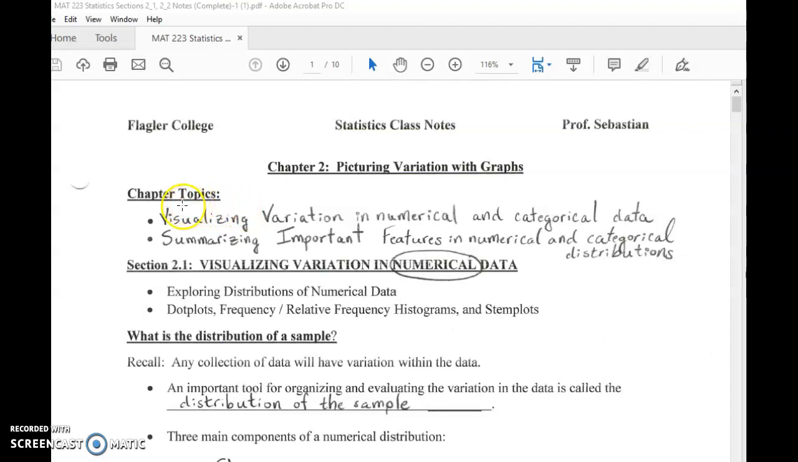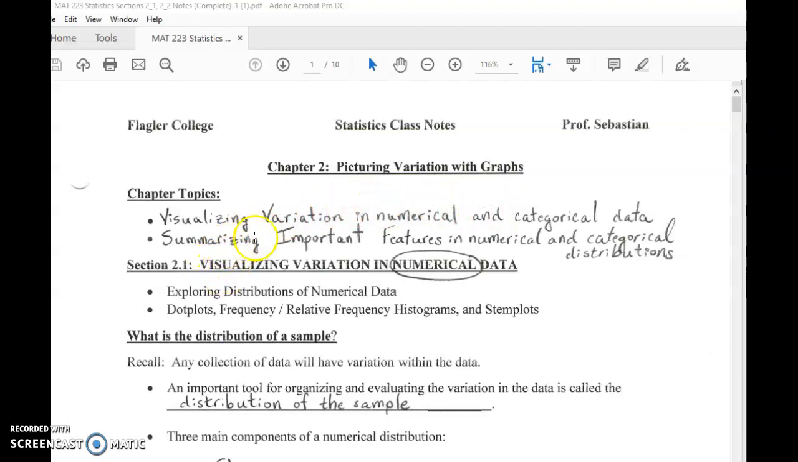The topics for the entire chapter include visualizing variation in numerical and categorical data. So remember, we have two types of data: numerical data where arithmetic makes sense, and categorical data where arithmetic doesn't make sense. It can be numbers, but it doesn't make sense. Categorical data is usually things like eye color, hair color, even zip codes. Zip codes are numbers, but you really can't do arithmetic with them.